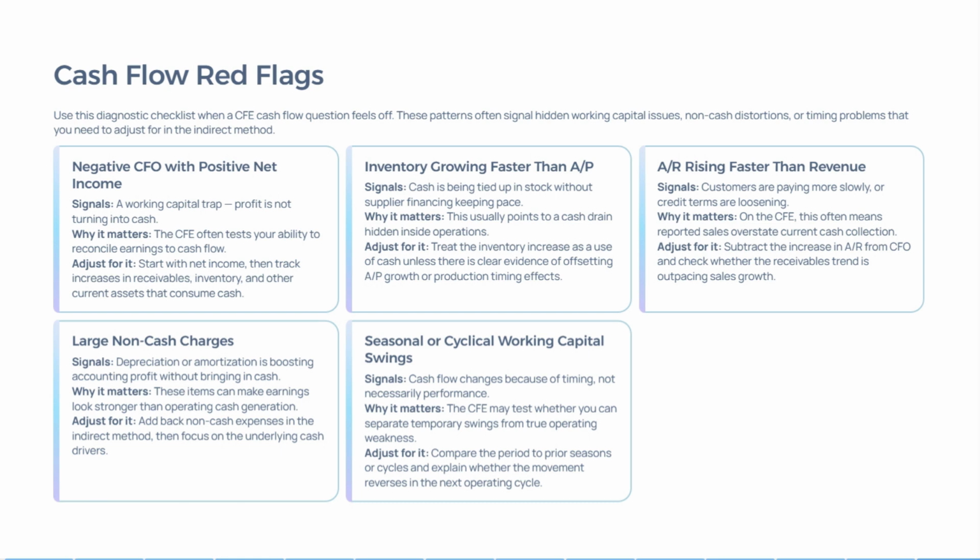Large non-cash charges. Depreciation or amortization is boosting accounting profit without bringing in cash. Always add these back. Seasonal or cyclical working capital swings. Ensure you identify whether a cash flow change is just a temporary timing swing or a true operational weakness. Keep an eye out for these red flags, and you'll be able to navigate complex case scenarios with confidence.